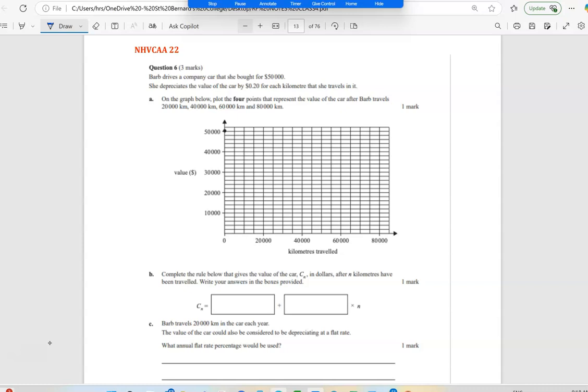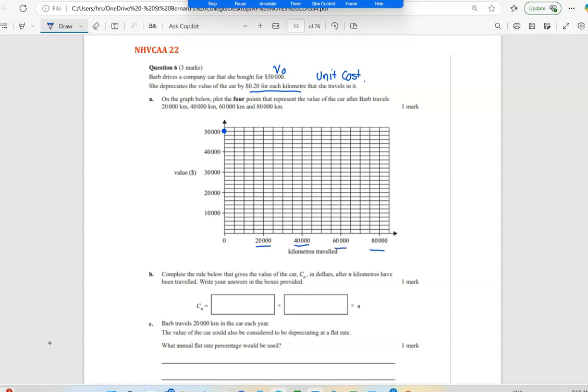Okay, so it says Barb drives a company car bought for 50,000. You can see up here they've put 50,000, so that was my V0. She depreciates the value of the car for 20 cents per kilometre that it travels. So that's a unit cost scenario, and that's always the same amount. Now, on the graph below, there are 4 points that represent the value of the car after Barb travels. They want you to graph what it's worth at 20,000 Ks, 40,000, 60, and 80.